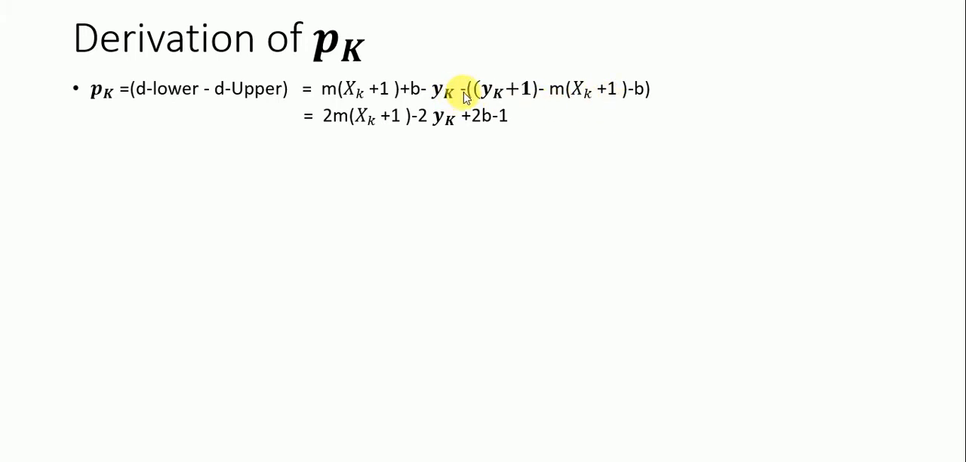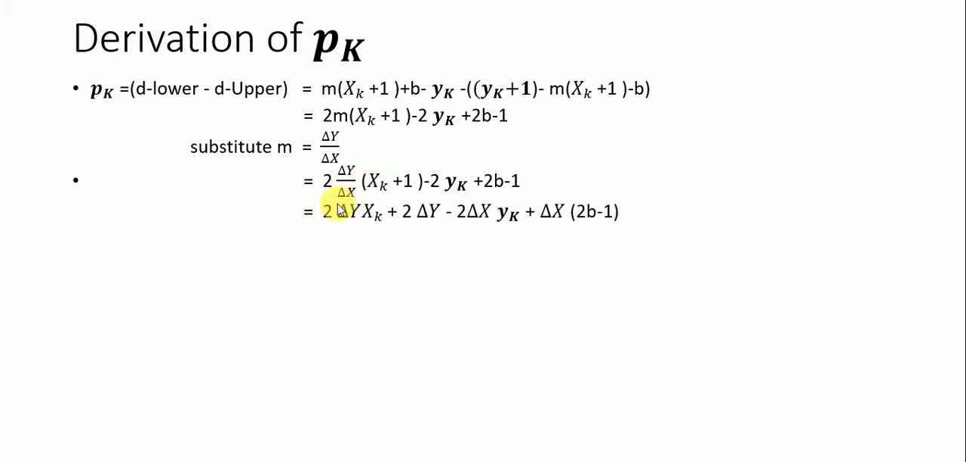So this is the minus sign we get common, and then it is 2m into xk plus 1, and this is plus b, and this minus and minus becomes plus b, so it becomes plus 2b. And this is yk, and this is minus into yk, so it becomes 2 into yk, and this becomes minus 1. So this is a derivation. Substituting the slope m equal to delta y by delta x, replace m by delta y by delta x. Multiply this delta x to here, multiply here, and multiply this delta x to the left hand side.